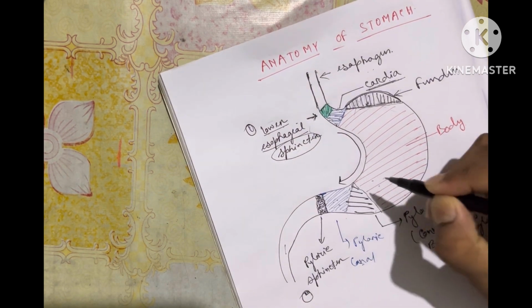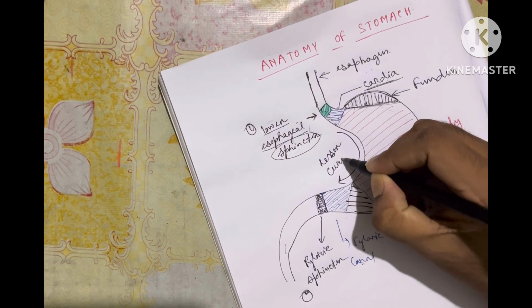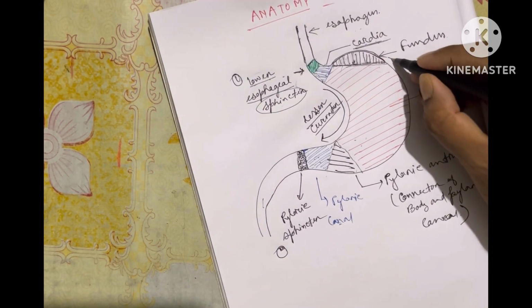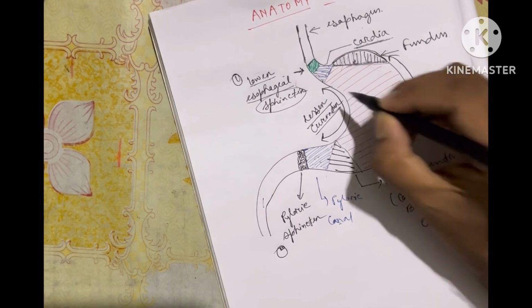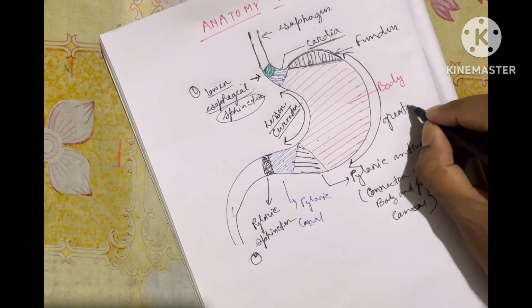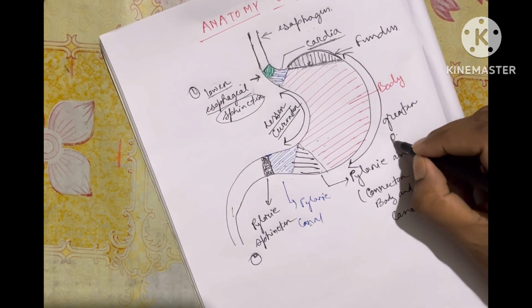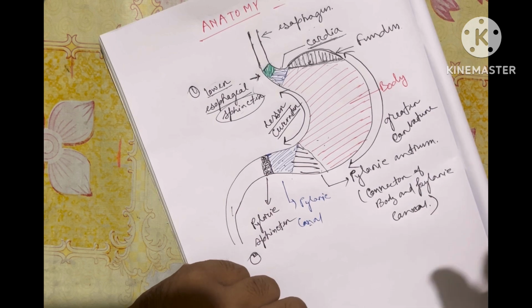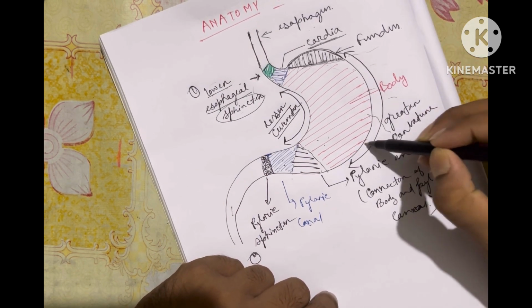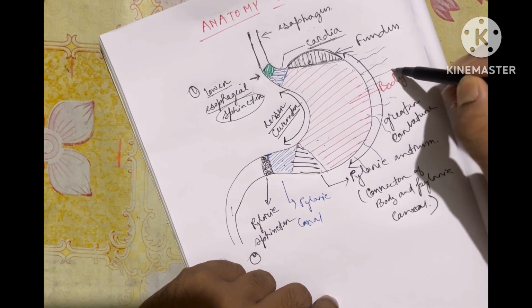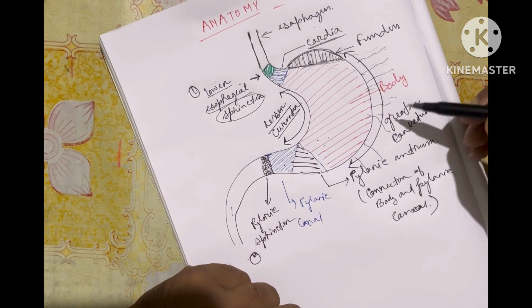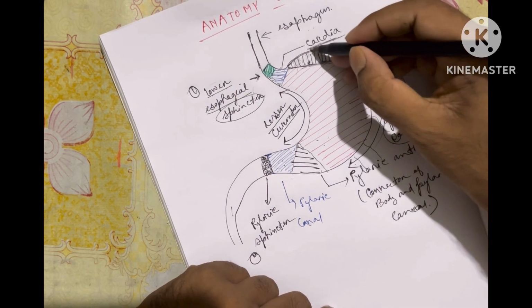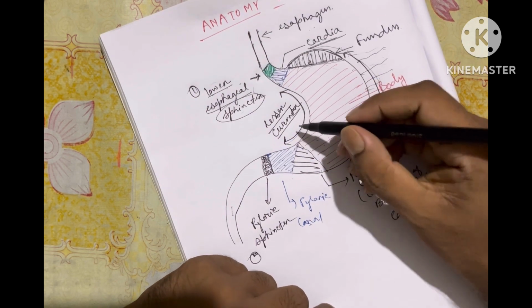This curve is called the lesser curvature. When we study the omentum or peritoneum in detail, we'll come back to this section. And this portion is called the greater curvature. The omentum is attached to the greater curvature, that's why it's called the greater omentum. The fatty layer present in this portion is called the greater omentum. This curve is called the greater curvature because the surface area is large. Here the surface area is small, that's why it's called the lesser curvature.